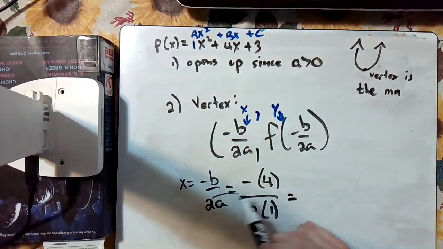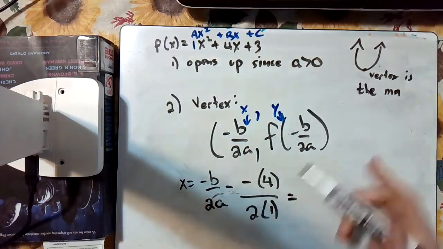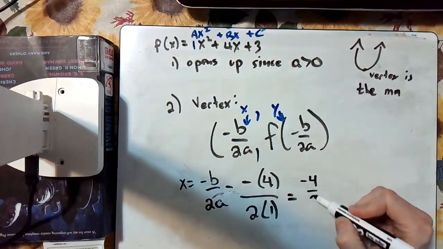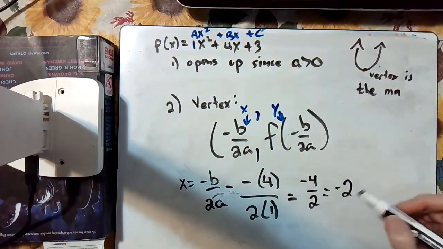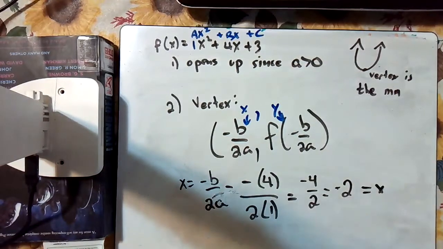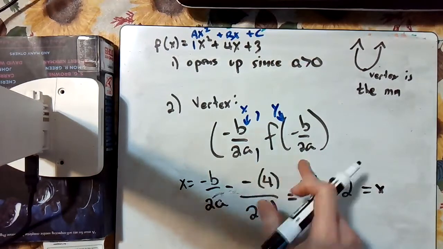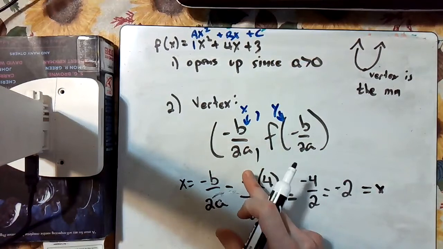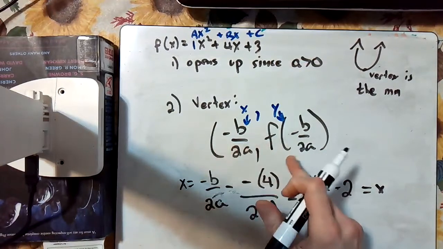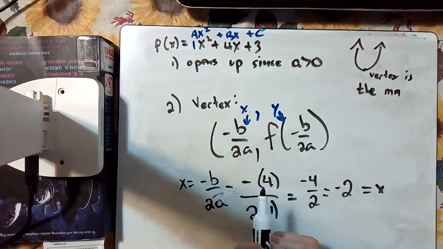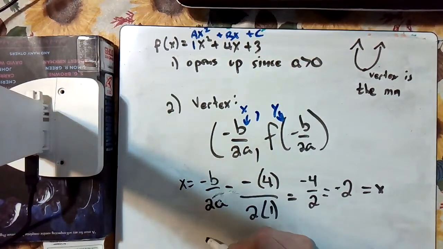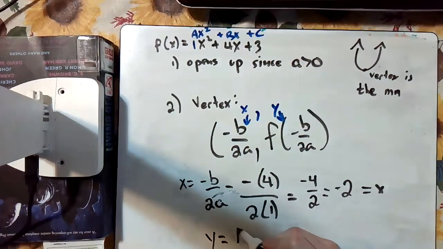Remember, this is just giving us the x component of the vertex. This is negative 4 over 2, which is negative 2. Again, that's what's equal to x. We need a y value. Well, according to this vertex formula, it says x is negative b over 2a. Y is f of negative b over 2a. So guess what? Y is equal to f of negative 2.